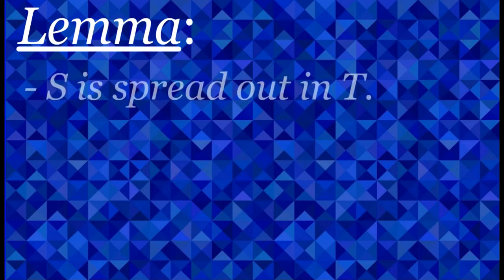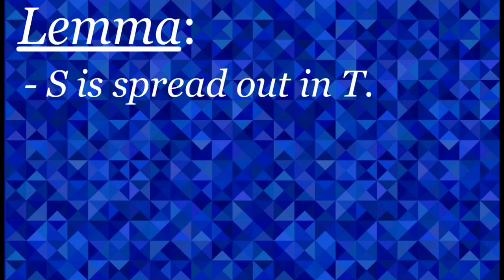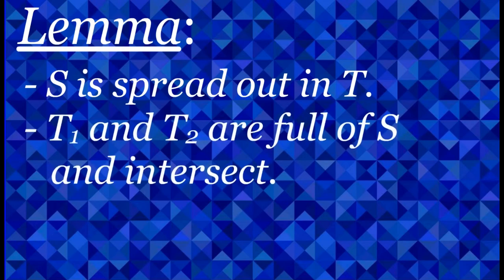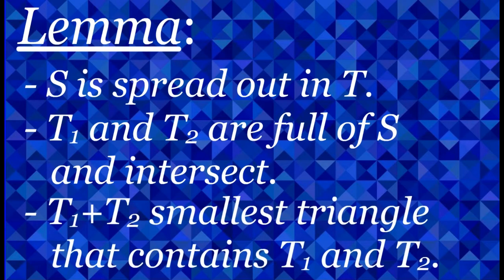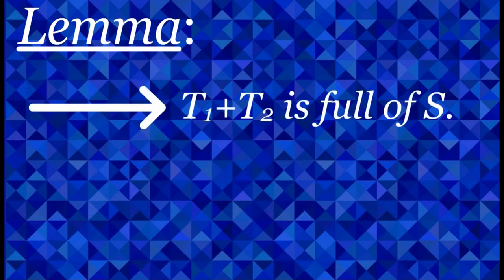Now, our proof is based on the following lemma. Let S be a set of spread out holes in T. Let T1 and T2 be two full triangles of S, such that they touch each other or intersect. Let T1 plus T2 be the smallest triangle which contains both T1 and T2. Then, T1 plus T2 is also a full triangle of S.